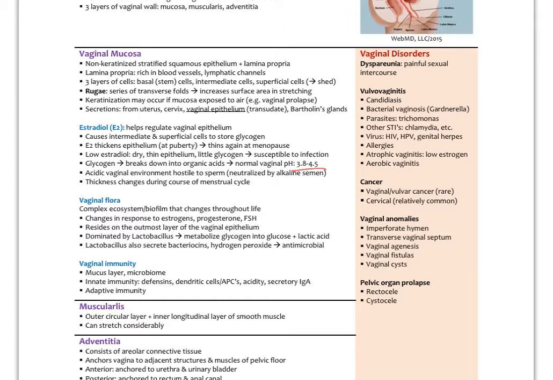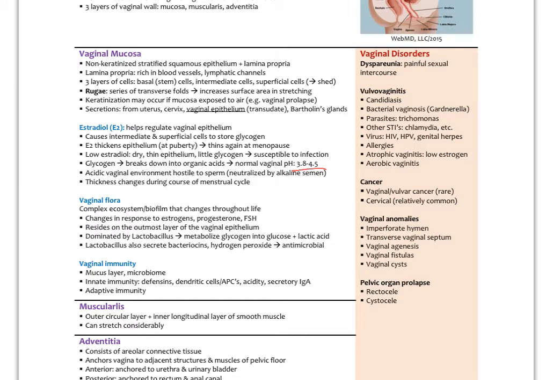The vaginal flora is a very complex ecosystem. It actually forms a biofilm, and that changes throughout life, again, depending largely on the estradiol concentrations, but to secondary effects, progesterone and FSH as well. This vaginal flora really resides on the outermost layer of the vaginal epithelium. There's sort of a mucosal layer, and then it sits on top of that.